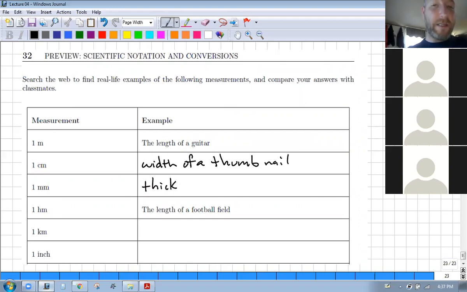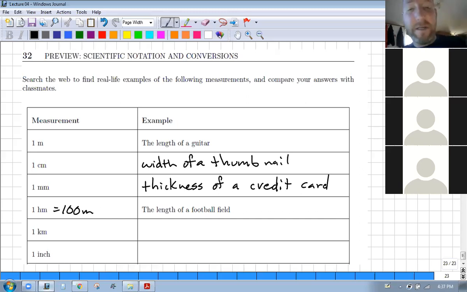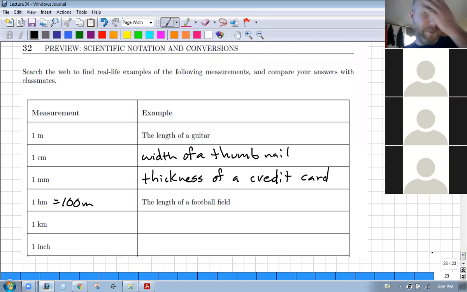Somebody said in the last class, thickness of a credit card. All right. A hectometer is 100 meters, right? The length of a football field. All right. Football fields are 100 yards though, right? Meters are close to yards.